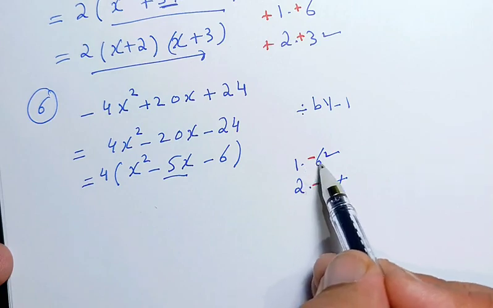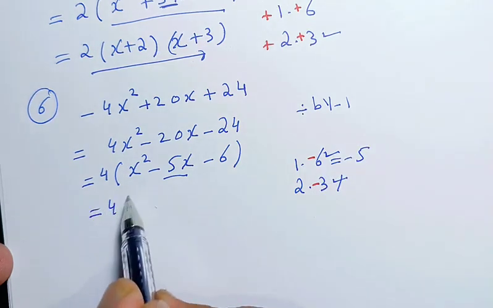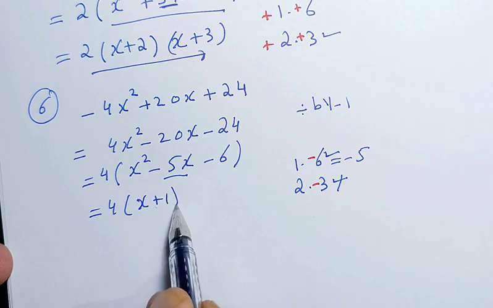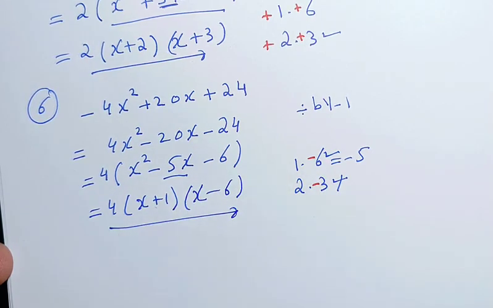1 plus negative 6 is equal to negative 5. So these are my factors: 4x plus 1, and this becomes x minus 6. So this is my final answer.